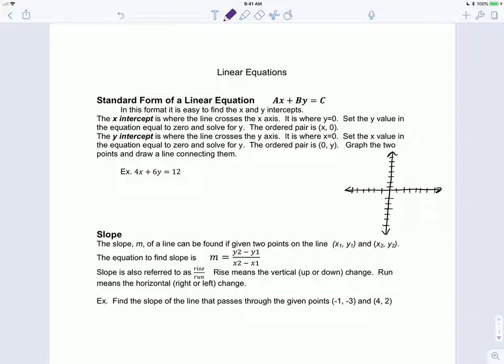Just remember, the standard form of a linear equation is in that ax plus by is equal to c format. So if you have something like 2x plus 4y is equal to 8, notice the a term is the 2, the b term is the 4, the c term is the 8. That's what we consider standard form, and it's an easy form to determine what your intercepts are.